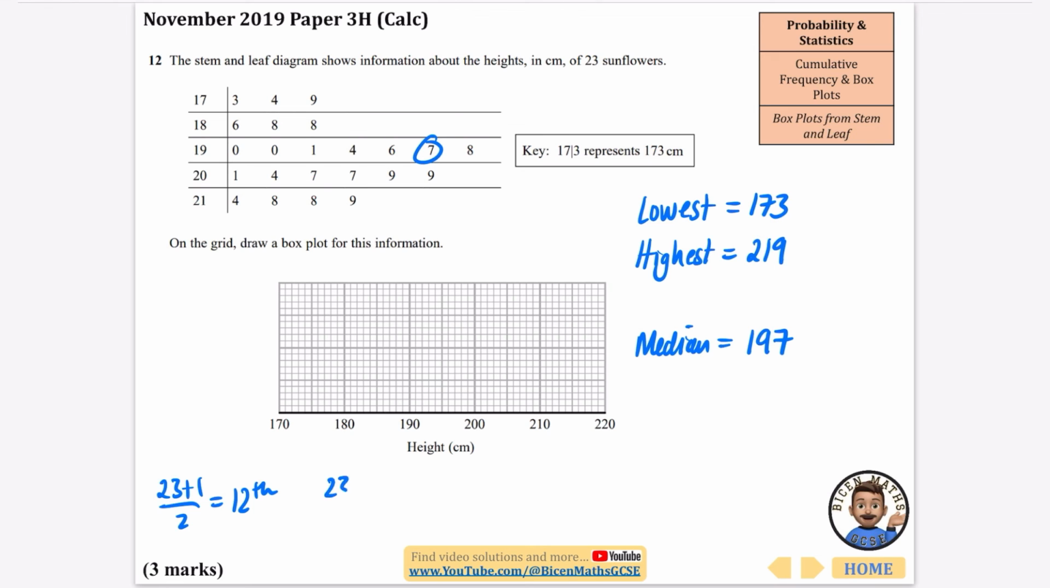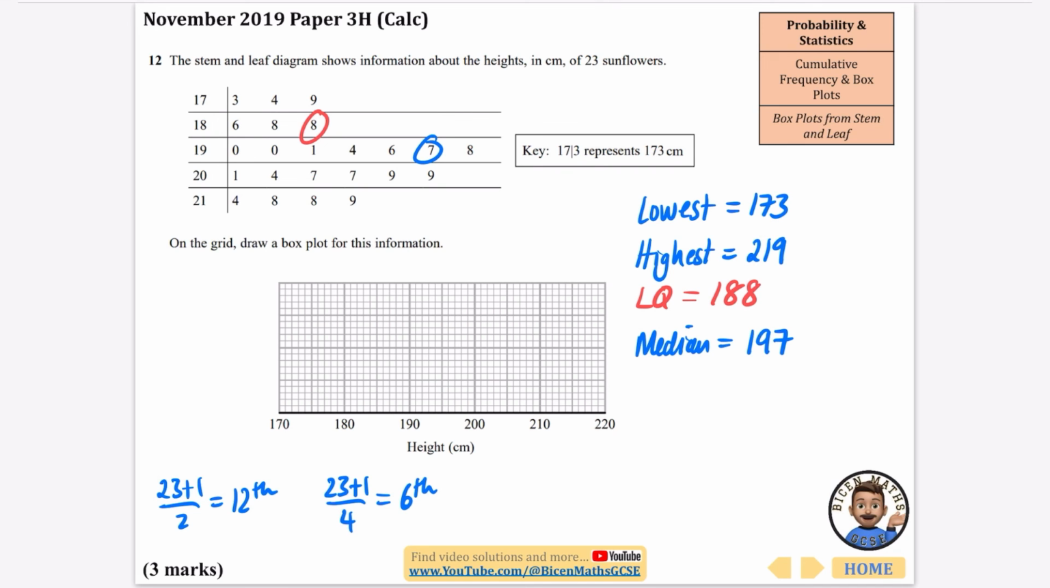Now the lower quartile, that is 23 plus 1 divided by 4, that's going to be the 6th position. So they've used this 23 because when you add 1 and divide by 2 and 4, you get nice numbers. So the 6th number is going to be 1, 2, 3, 4, 5, 6. It's going to be 188. I'll do that in a different colour so it's clear where it comes from. So the lower quartile is 188.